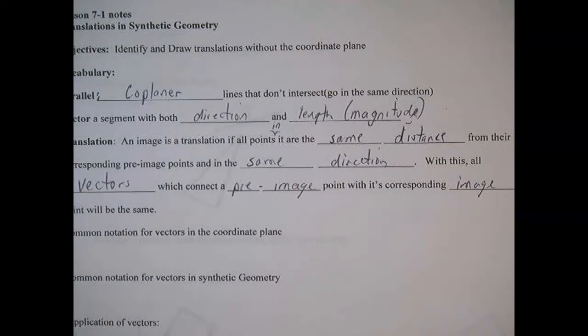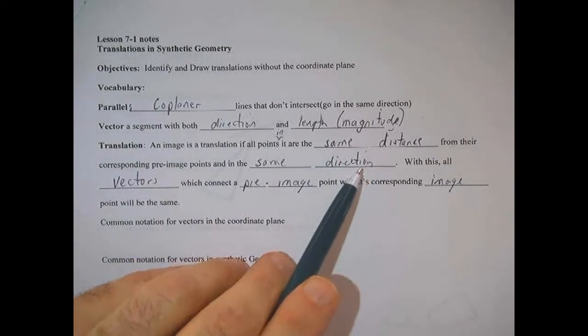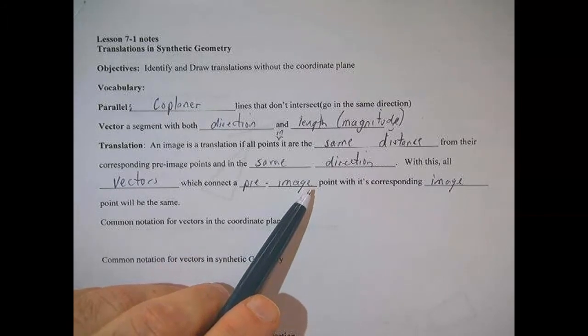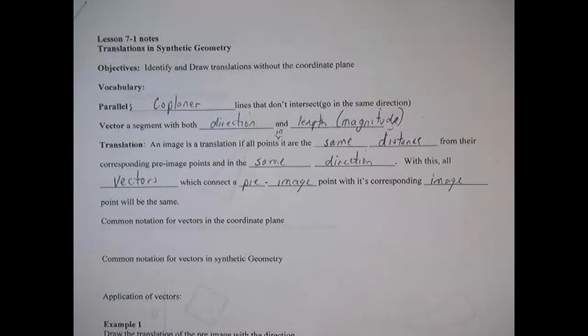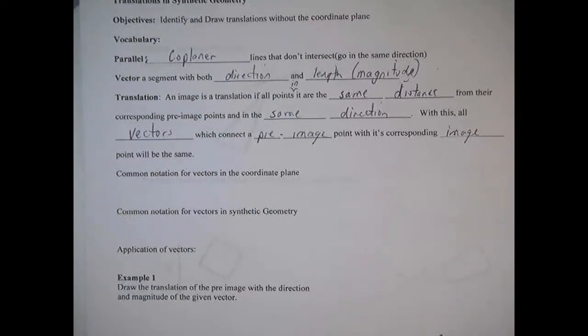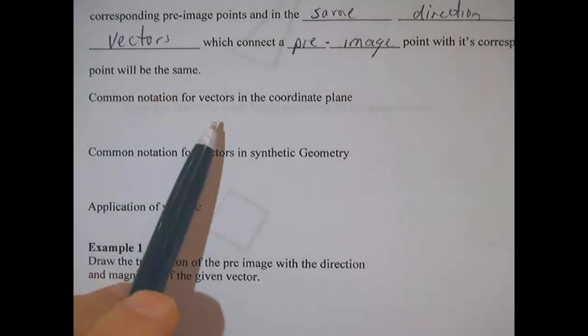Right? Once we've established that the meaning of a translation is going in the same direction and the same distance, we'd say, well, that means that the vectors would be all the same, going from pre-image points to image points. Okay, so common notation for vectors. Okay, now we've already seen a notation for translations in the coordinate plane.